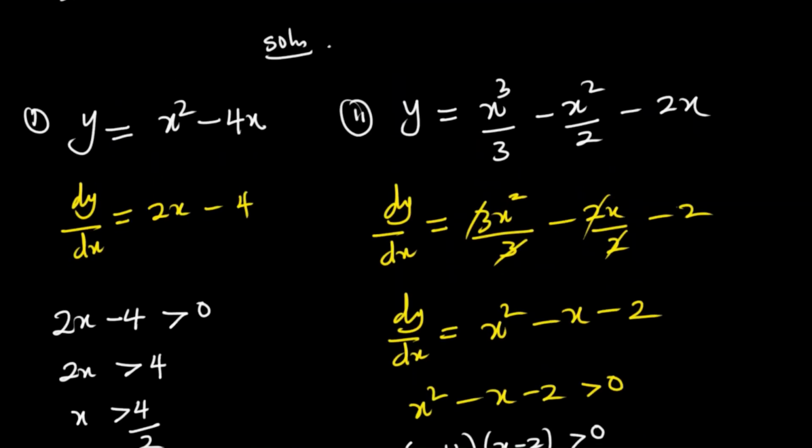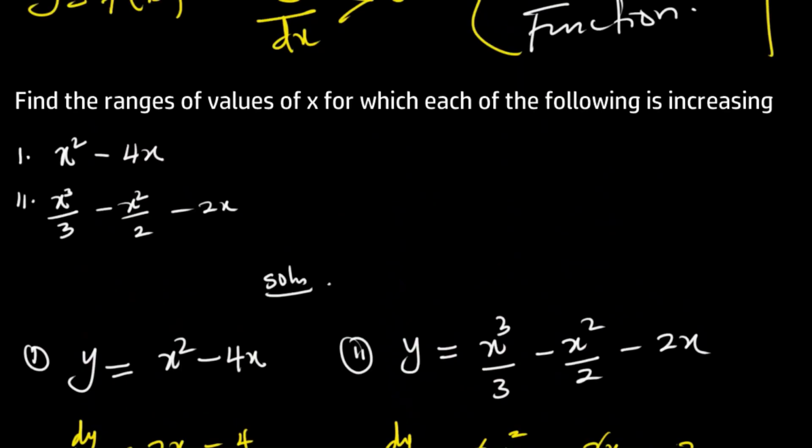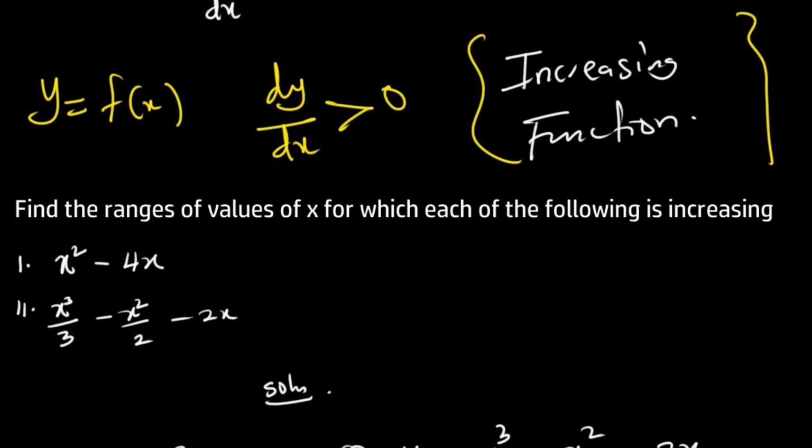So don't forget, we are trying to look for the values of x which make this function y equal to x cubed over 3 minus x over 2 minus 2x an increasing function. And that's simply how we can approach increasing functions. Don't forget, whenever a function is increasing, it means that dy over dx is greater than 0. So now let's look at decreasing functions.